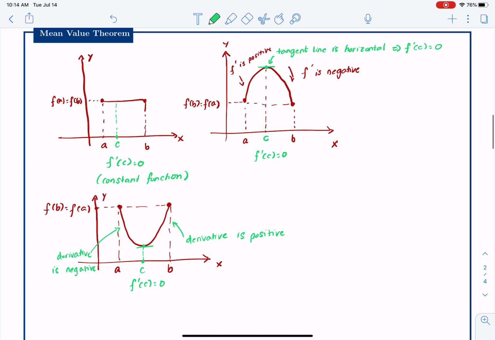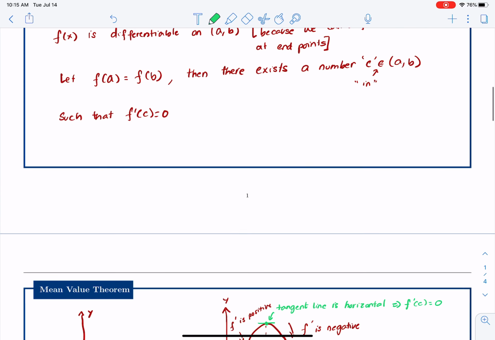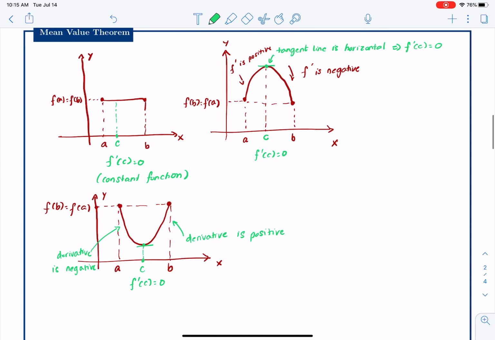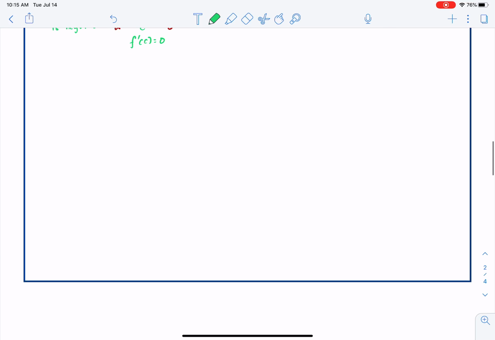Rolle's theorem states that if I have f of b equal to f of a, then there has to be a point c between a and b so that f prime of c would equal 0. That's exactly what I've written. And that c has to be between a and b. An extension of Rolle's theorem, or a theorem based on Rolle's theorem, is the mean value theorem.